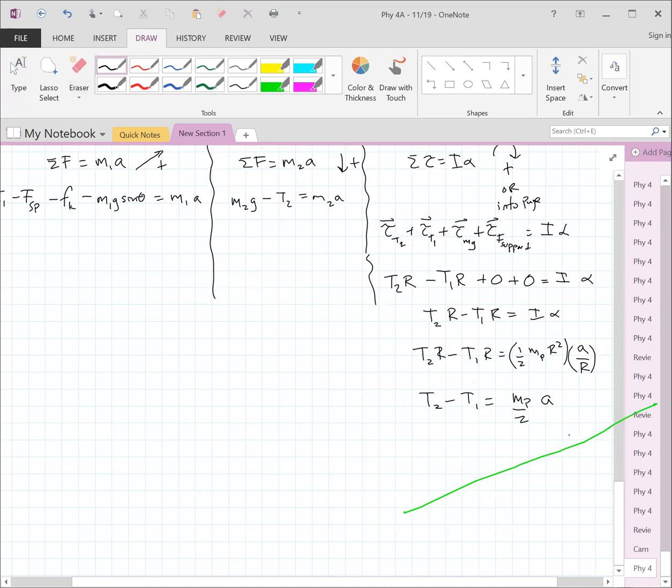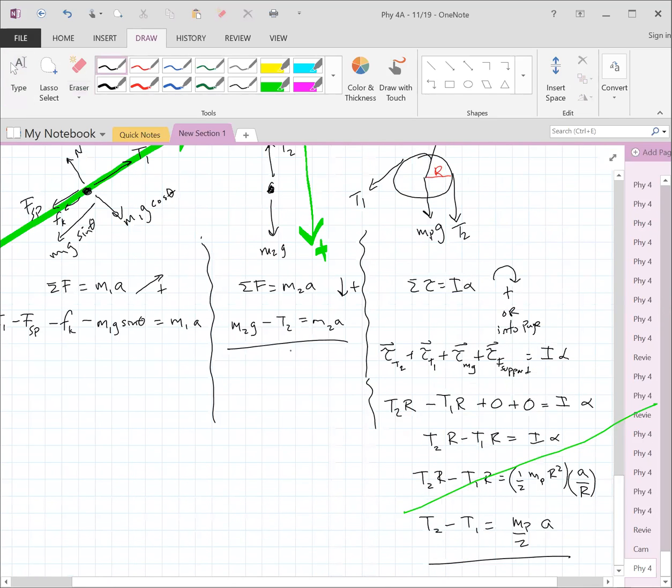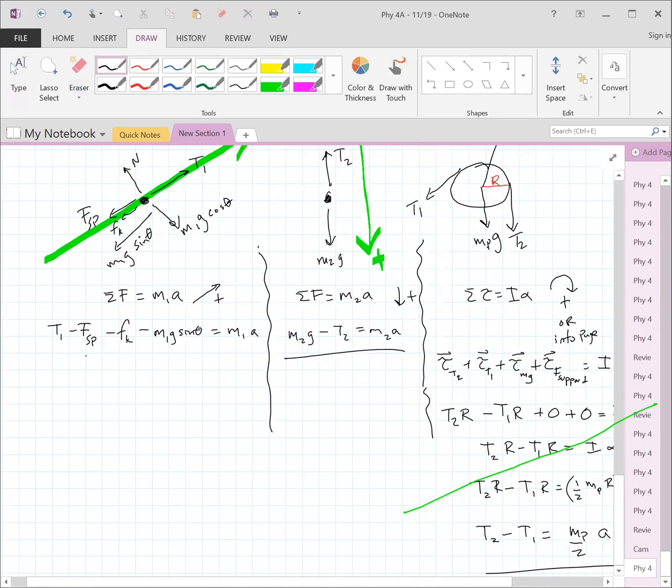So there's our first equation. Our second equation is right here. That equation has only two unknowns in it, the acceleration and T2. And now we go back to our first equation and we've got some things we have to plug in. What's the spring force? It's just Kx, which is H in this case. And what's the friction force? Mu times the normal force.